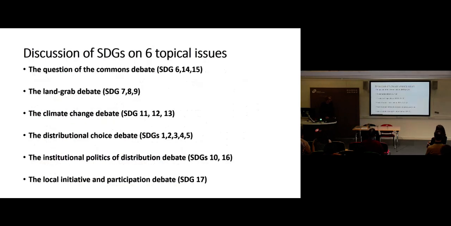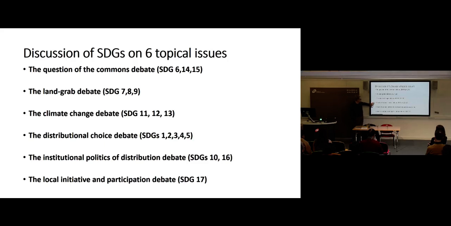So to take you further, we had actually six topical issues where we tried to regroup the SDGs according to the literature which we were reading. First, we had the question of the commons debate related to SDG 6, 14 and 15, this live on water and land, etc. So we had a look at this one. Then the second, there's a lot of literature on land grab debate that relates to SDGs 7, 8 and 9 regarding investment, energy, etc. Then, of course, the climate change debate, where we didn't just see SDG 13, which deals with climate change, but also other SDGs related to lifestyle in urban context, etc.